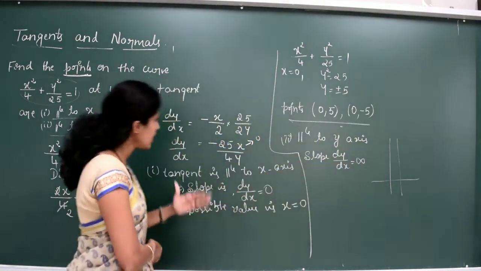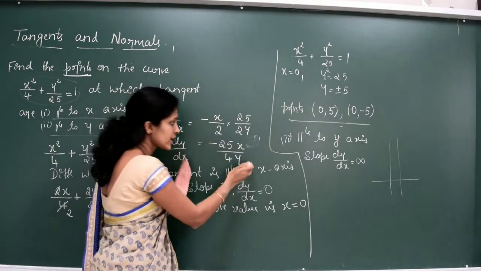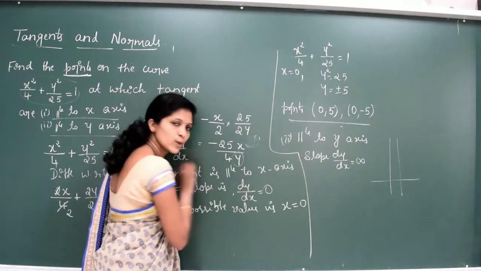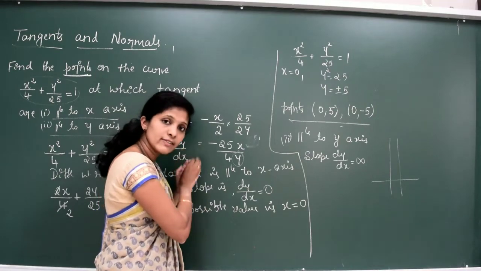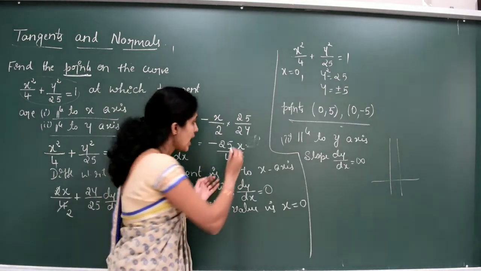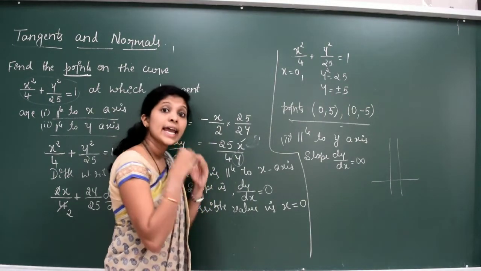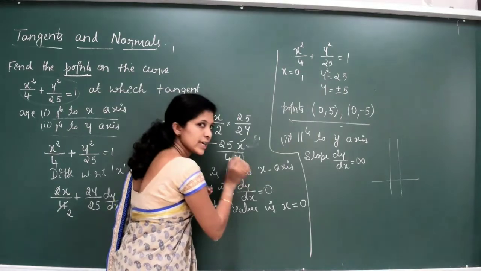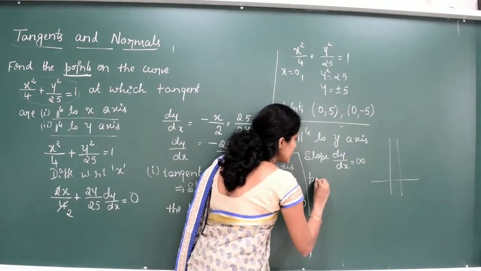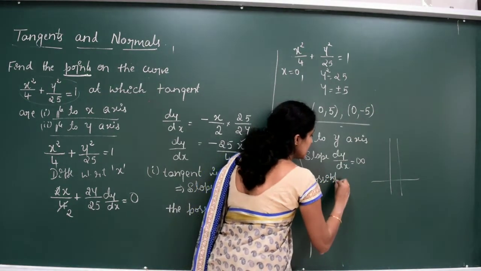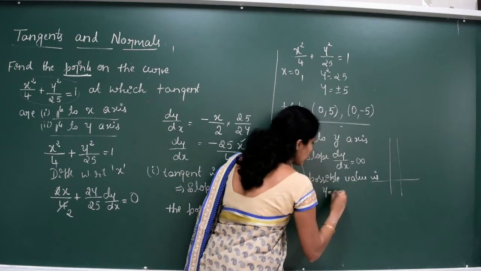To get the infinity, what should be the value? If x is equal to 0, so this will be 0. So if the value of y is equal to 0, we will get it as an infinity, right? To get the value of dy by dx as 0, we substitute x is equal to 0. To get the value of dy by dx as infinity, we have to substitute y is equal to 0. I hope you understood this one. So the possible value is y is equal to 0.